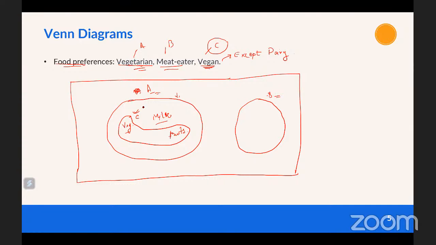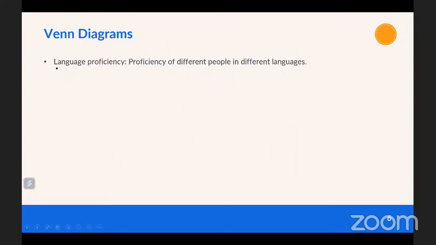So you can see that this set C is totally enclosed in the set A, but there is no relation between the set B with set A or set C. So this is another example of Venn diagram. Here I have taken one more example, language proficiency.